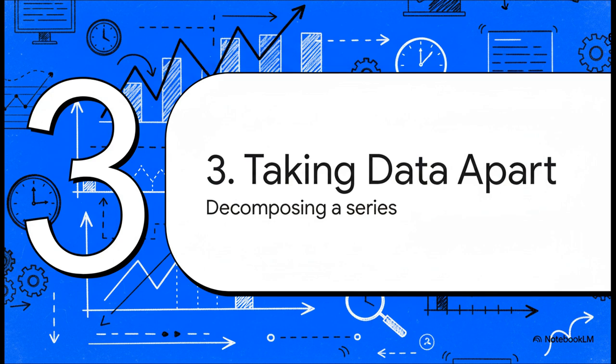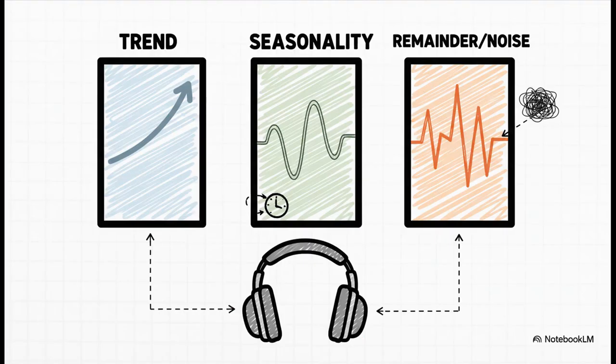We have to take the data apart and look at each individual piece. I love this way of thinking about it. A time series is like a finished song. It's got a bass line, that's the trend. It has a repeating drum beat, that's the seasonality. And then it has some unique little mistakes and flourishes, that's just the random noise. Decomposition is basically the process of putting on the studio headphones and isolating each of those tracks.